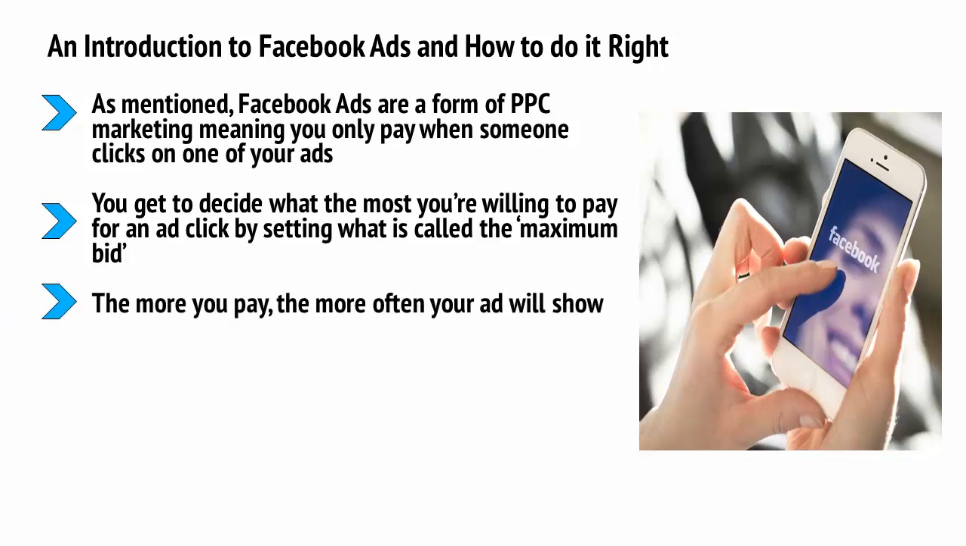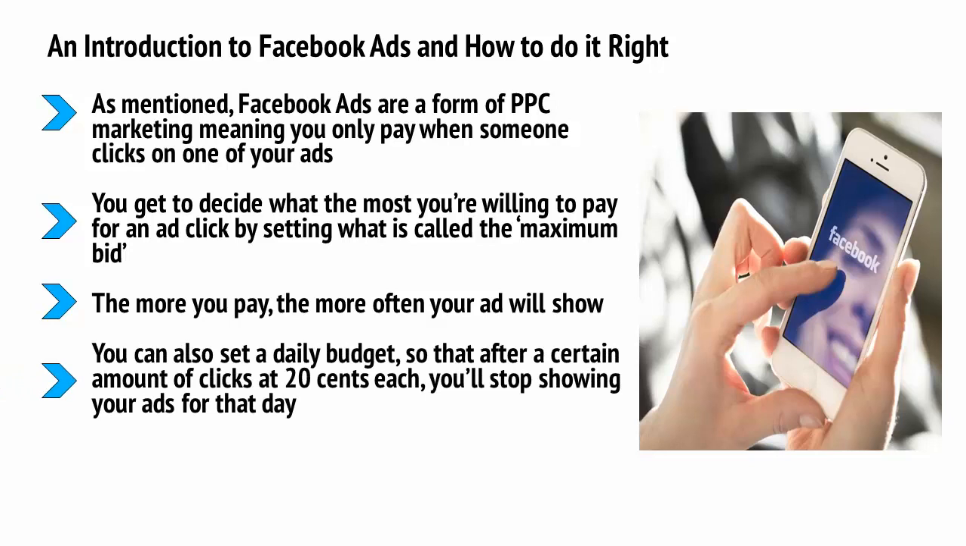The more you pay, the more often your ad will show. You can show ads a lot for a low price if you pick a smaller niche with less competition. Another reason not to pick fitness if you want to make money fast. You can also set a daily budget, so after a certain amount of clicks at 20 cents each, you'll stop showing your ads for that day. This makes it very easy to set yourself a specific budget and to avoid spending too much.